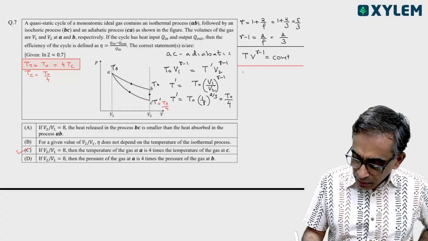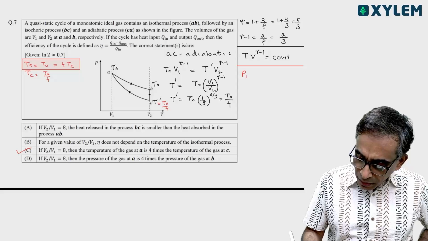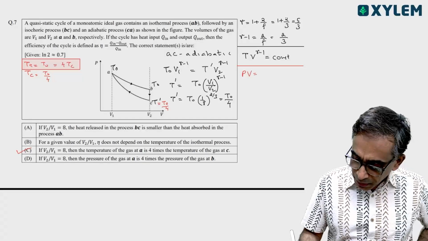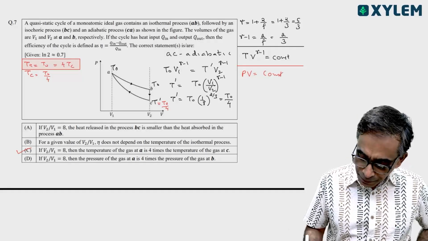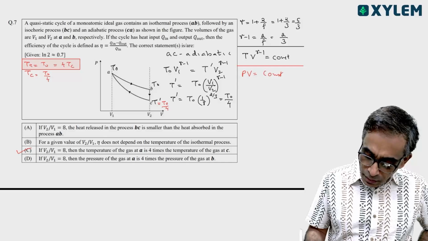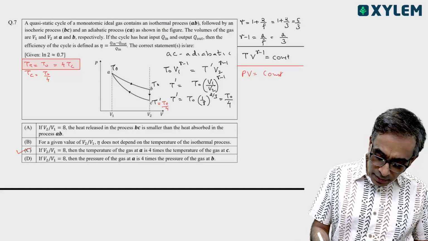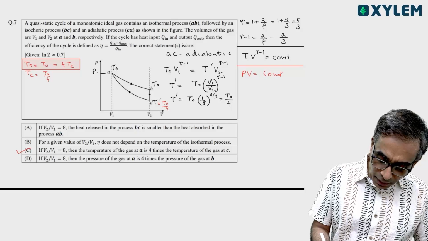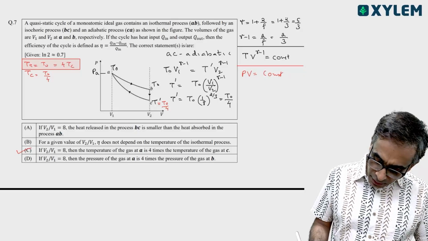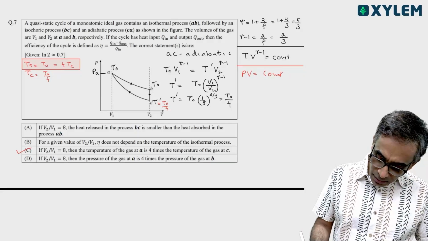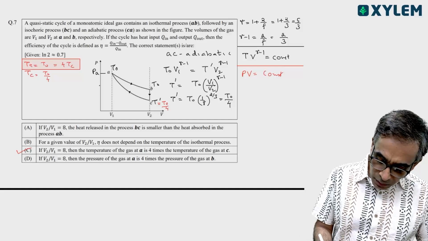temperature being constant, we can write PV is a constant. So you want pressure at A. Let us call this pressure at A as PA. And then you want pressure at B, let's call it as PB.